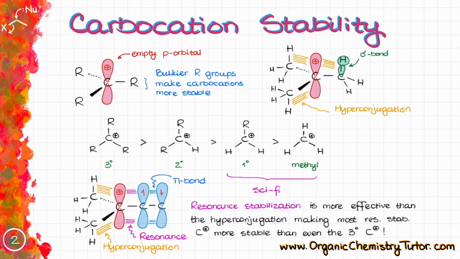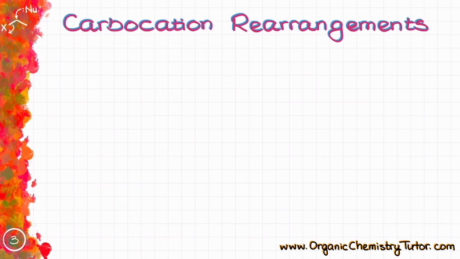So a quick recap. Resonance stabilized carbocations are awesome. Tertiary carbocations are good. Secondary carbocations are okay. And everything else is basically science fiction for our purposes. Thus, we should avoid anything that's not a resonance stabilized, tertiary or secondary carbocation when we're coming up with a mechanism for our reaction. Cool. So, what exactly is the carbocation rearrangement though?